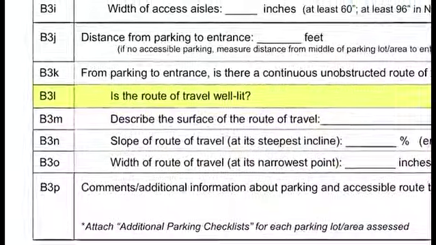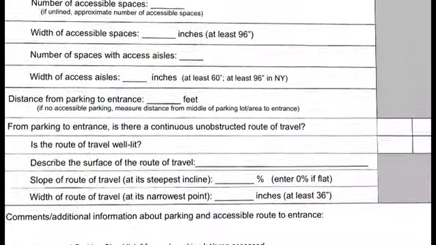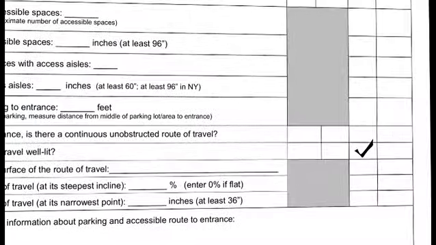The second question asks if the route of travel is well lit. Here you will determine if in general the route of travel is well lit. In many outdoor environments, this question may not apply, so you will mark the not applicable column. But if you are traveling through a parking lot at a site that provides activities at night, you will want to know if it is well lit.